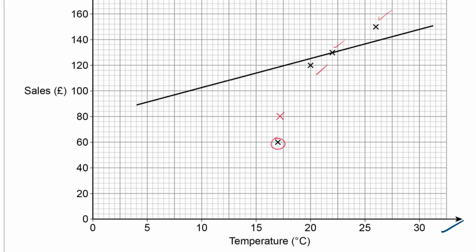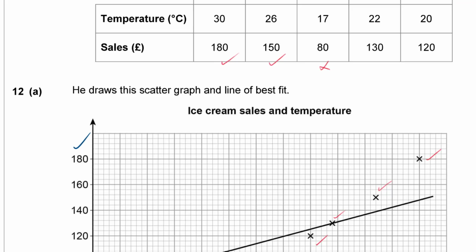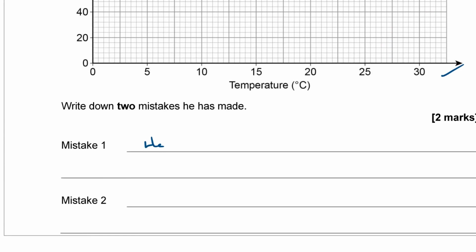Okay, so my first criticism then is he's plotted that point wrong. So which point was it? It was 17 and 60. So he has plotted day 3, which was 17 and 60, incorrectly.